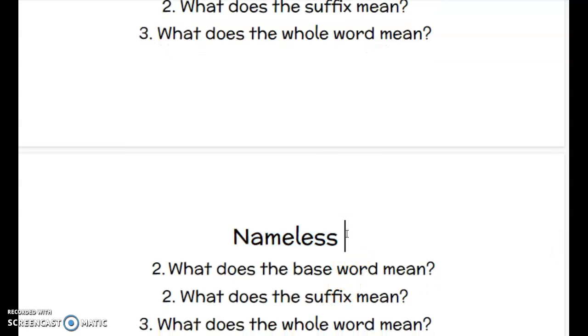So just like yesterday, you're going to go to Canvas. And when you go to your assignment, there's going to be two words. And to show me that you know what those two words mean, I want you to think in your head, okay, what is the base word? What does the suffix mean? So what does the whole word mean? In order to show me you know what the word means, again, you're going to use that word in a sentence.